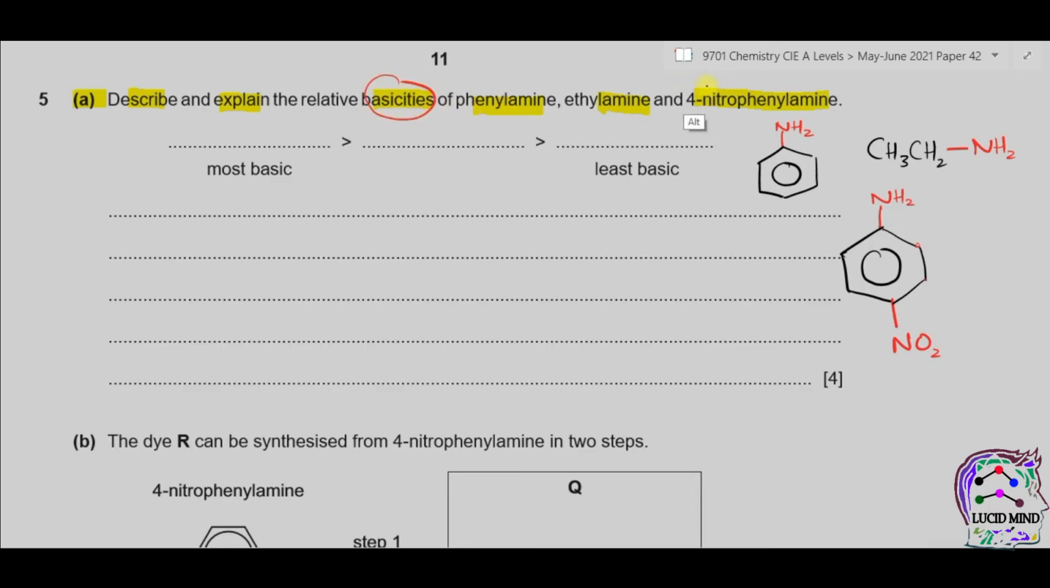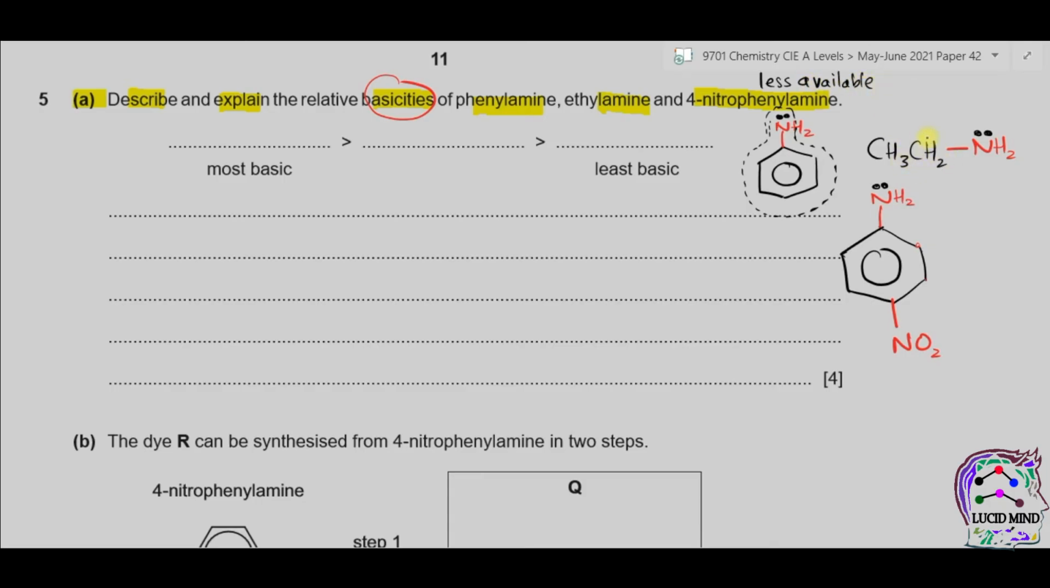Basicity depends on the presence of lone pair on nitrogen atom, because this lone pair can accept a proton and this can behave as basic. Now more availability of lone pair means more basic and less availability of lone pair means less basic. So in phenylamine, the lone pair of nitrogen delocalizes with the pi electron system of benzene ring. So this electron pair is less available for proton.